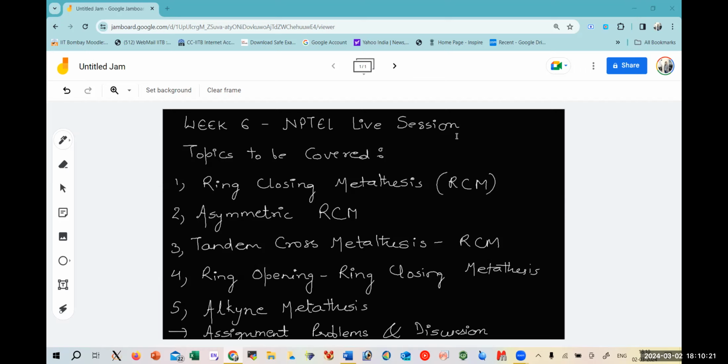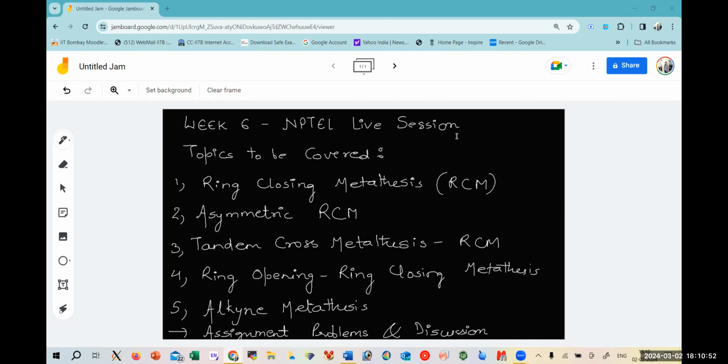As I was mentioning earlier, so far we have taken a lot of examples of different types of metathesis. What we are left with in alkene metathesis is your ring closing metathesis with different types. The subpart of it is asymmetric ring closing metathesis. Asymmetric means we are talking about the chiral molecules. Then tandem cross metathesis, how the dimer and trimer kind of products would be obtained.